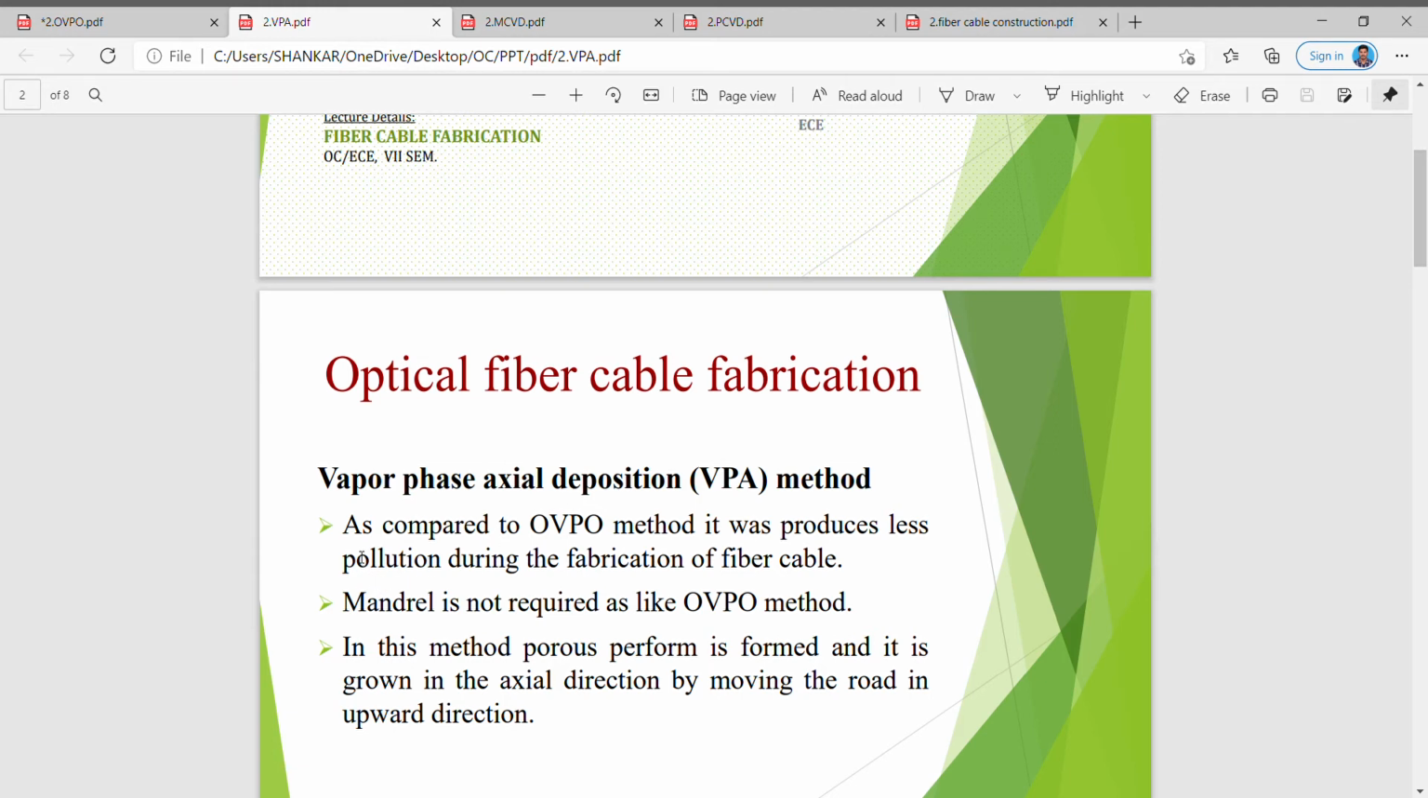As compared to the OVPO method, meaning the outside vapor phase oxidation method, it produces less pollution during the fabrication of the fiber cable. So just know how the fiber cables are fabricated using the OVPO method. If you are using the VPA method, that is the vapor phase axial deposition method, it has less pollution during the fabrication of the fiber.